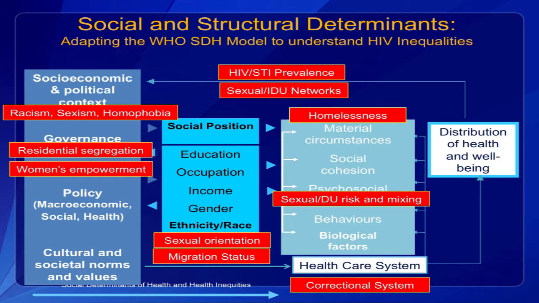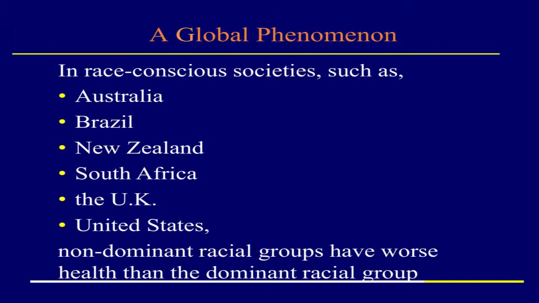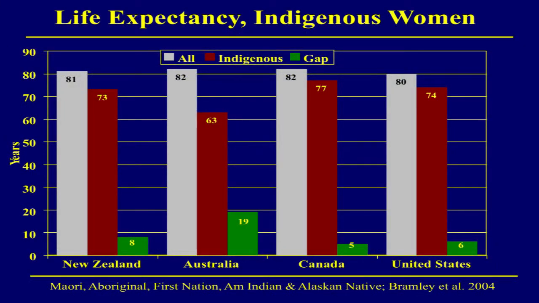We know about migration status. If you're an illegal immigrant, there's a problem getting into health services. So it's not just America, to be fair. In race-conscious societies such as the ones listed here, the non-dominant racial groups have worse health than the dominant racial group. So let's look at life expectancy for indigenous women in New Zealand, and these are the indigenous populations here. In New Zealand, life expectancy is 81 in 2004 for everyone else, and for the indigenous population, 73 years.